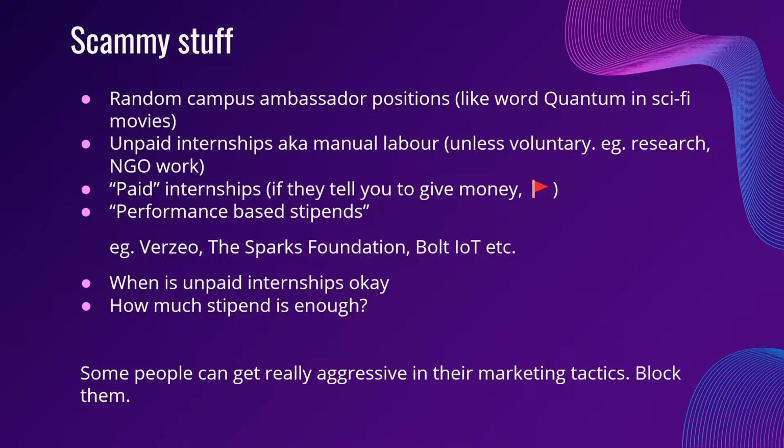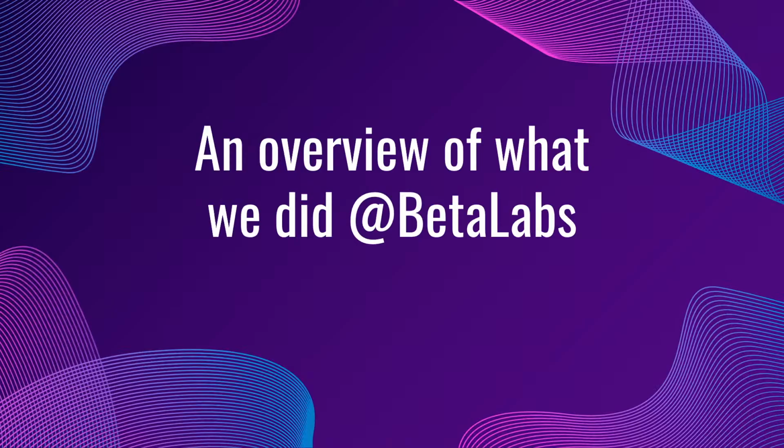company that does marketing. How much stipend is enough? Usually, if you're interning at some place, you'll get somewhere between 5K to 50K a month. So in that range, anything is fine. Anything less than that is probably a scam, and you should think about it twice. Some people get really aggressive in their marketing tactics. They sell you random stuff that you're probably not okay with. Do not get into these scams.